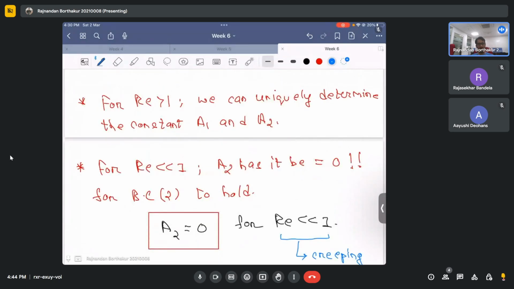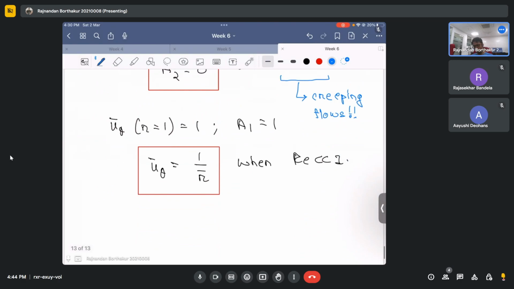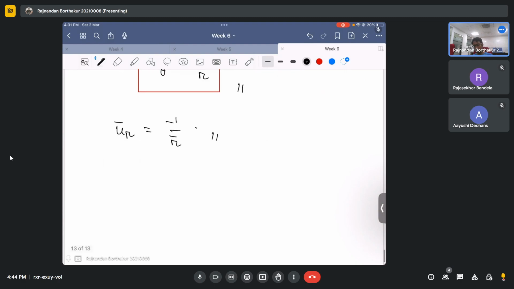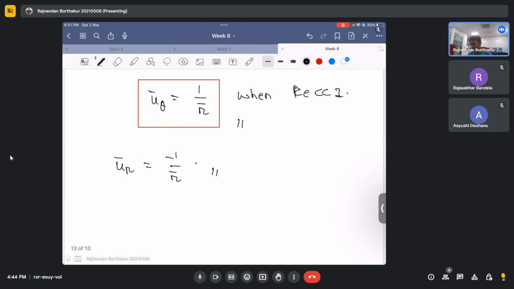I hope this is clear, and I hope in the context of this problem you are clear in what cases we get a closed form solution of this problem. So we now have u theta bar as 1 by r bar, and u r bar was basically equal to minus 1 by r bar. So now what is left? The final task. Yes, exactly, we are just left with the pressure term.